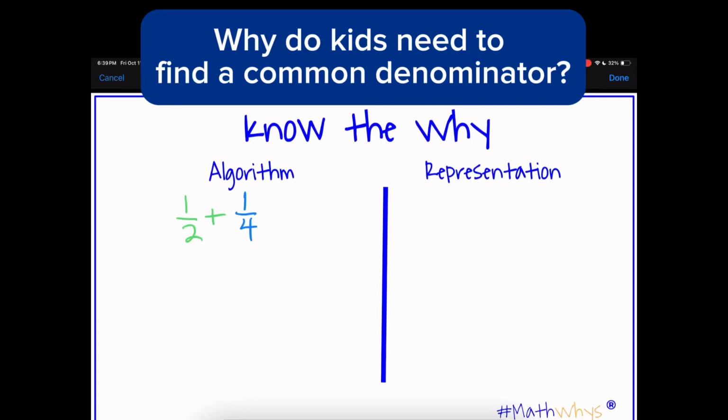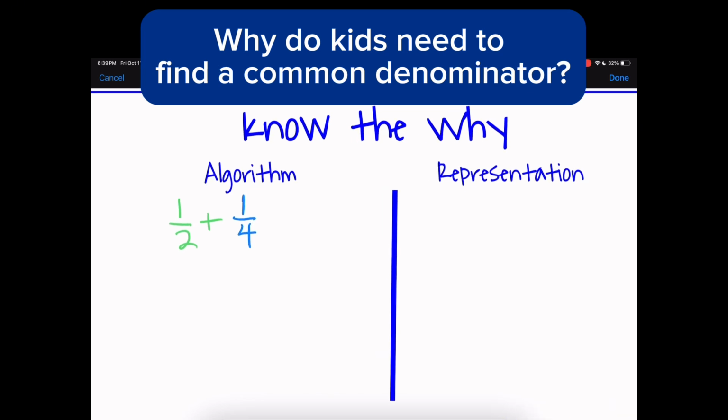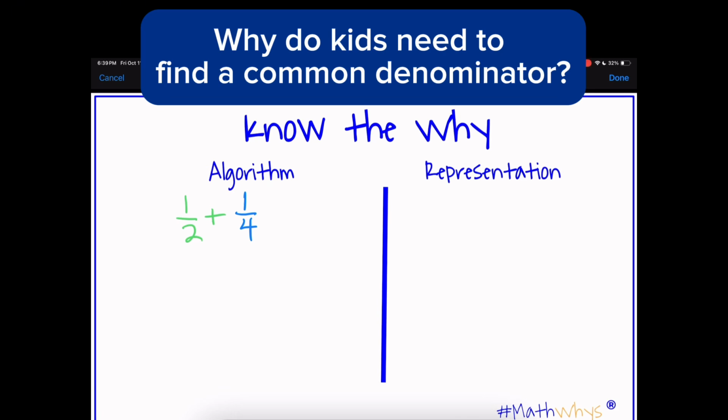In today's Know the Why, we are going to be looking at addition of fractions, and we are going to be looking at first the algorithm, how we usually solve these types of problems. And we're going to be using the least common multiple of 4, also called the least common denominator of 4. So we see that the fractions have different denominators.